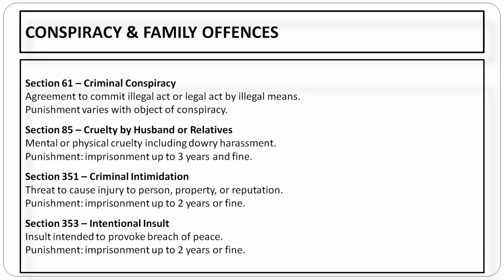The next one is section 353, intentional insult. It applies when a person insults someone with the intention of provoking anger. This insult must be such that it can lead to breach of peace. Simple words spoken with bad intention can attract this section. The law aims to prevent public disturbance. The punishment can be imprisonment up to 2 years and fine.